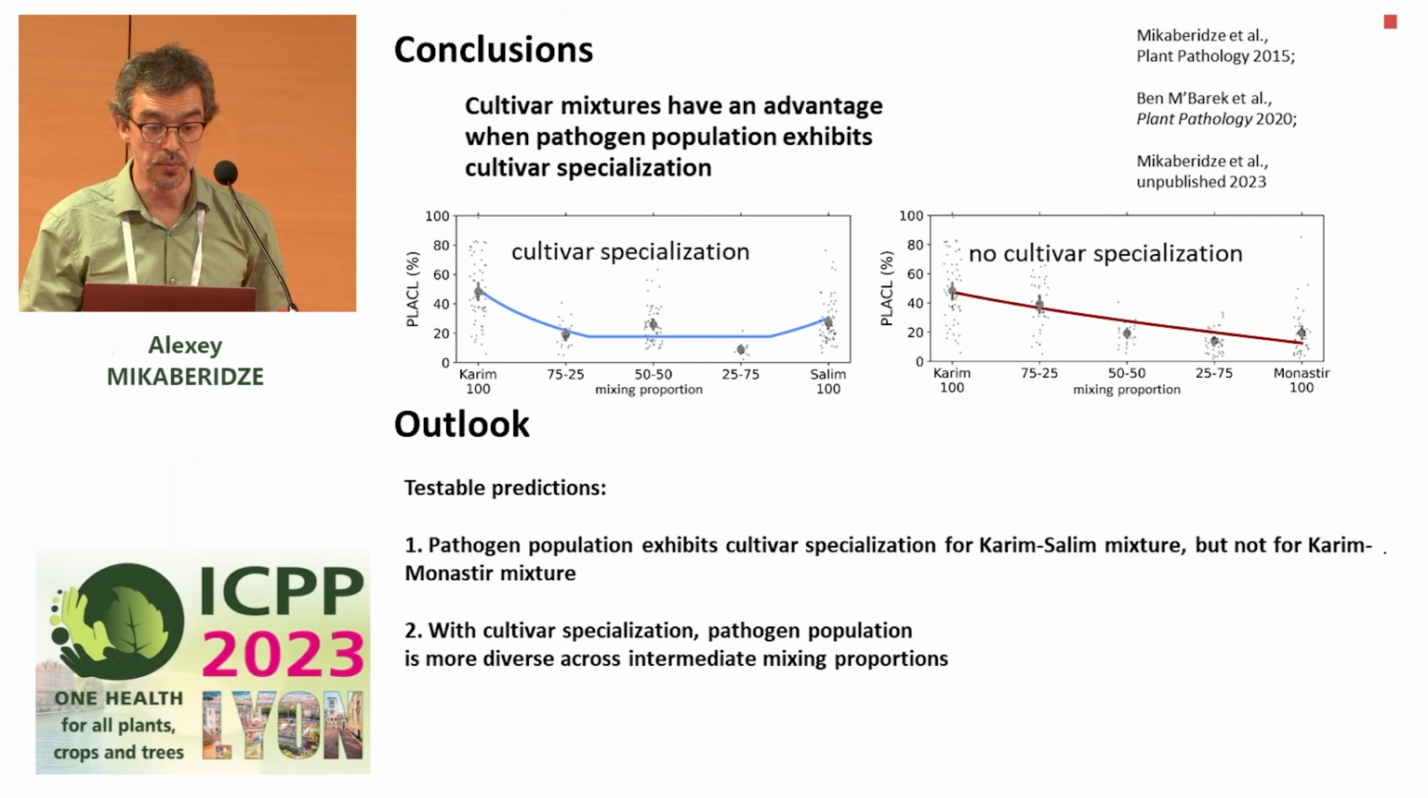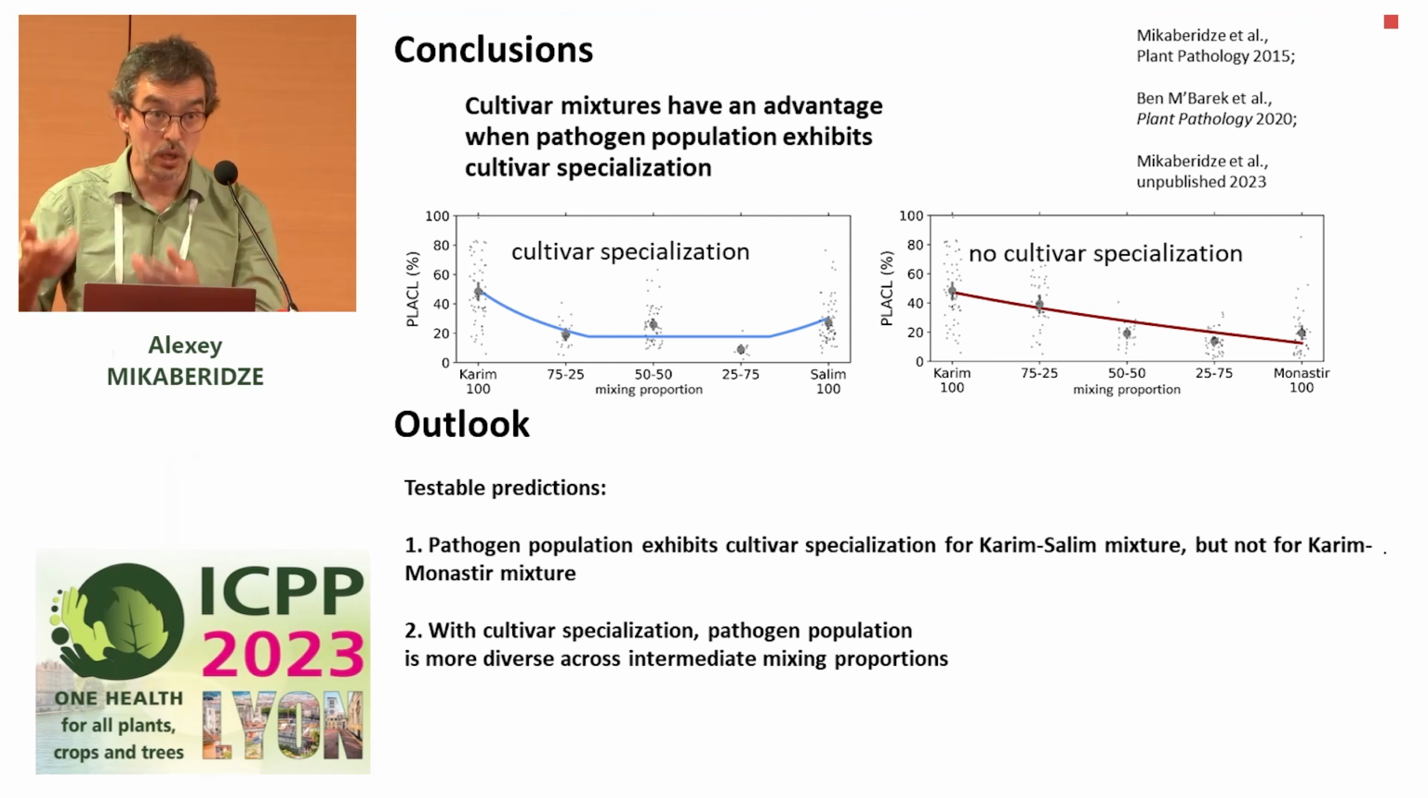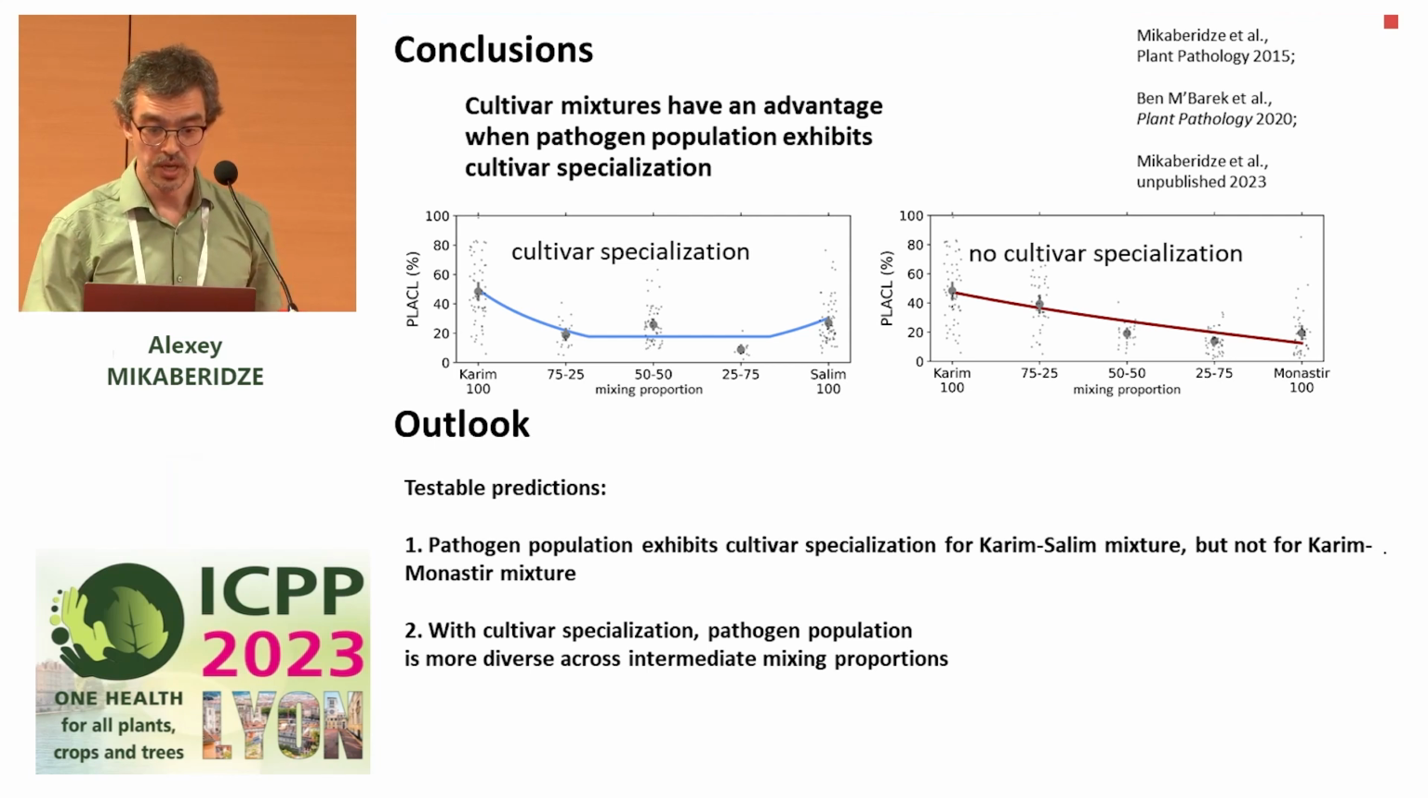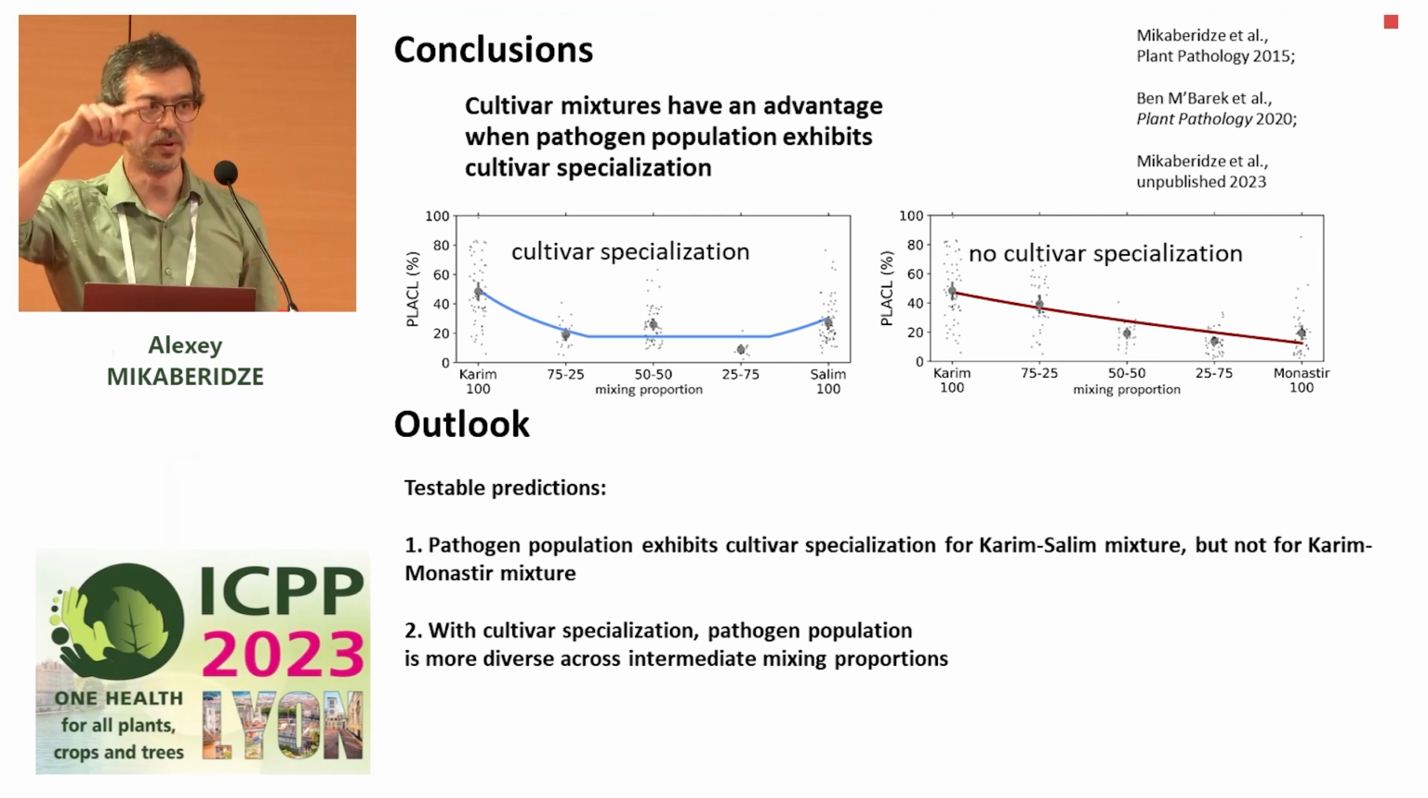Firstly, we predict that the pathogen population exhibits cultivar specialization for one of the mixtures, the Karim-Salim mixture, but not for the Karim-Monastir mixture. And we can look at the pathogen population and indeed test this hypothesis in the future. And secondly, with cultivar specialization, the pathogen population is predicted to be more diverse across intermediate mixing proportions, and we can again test it, just sampling the pathogen population across the intermediate mixing proportions. You might remember the blue curve.